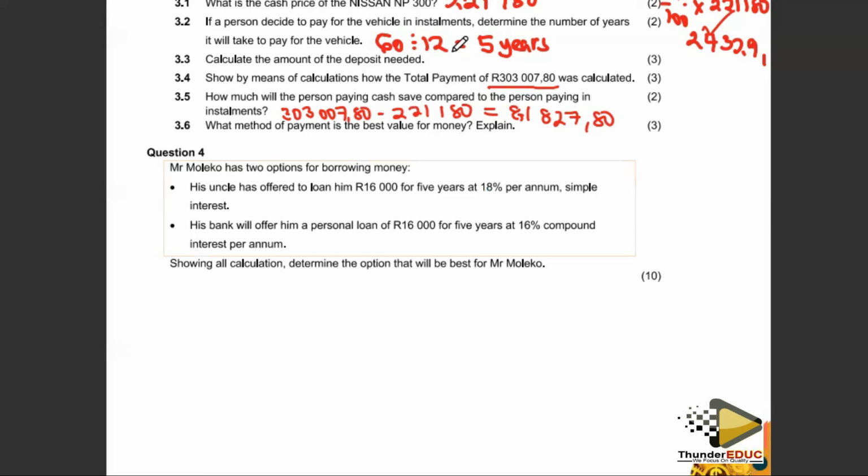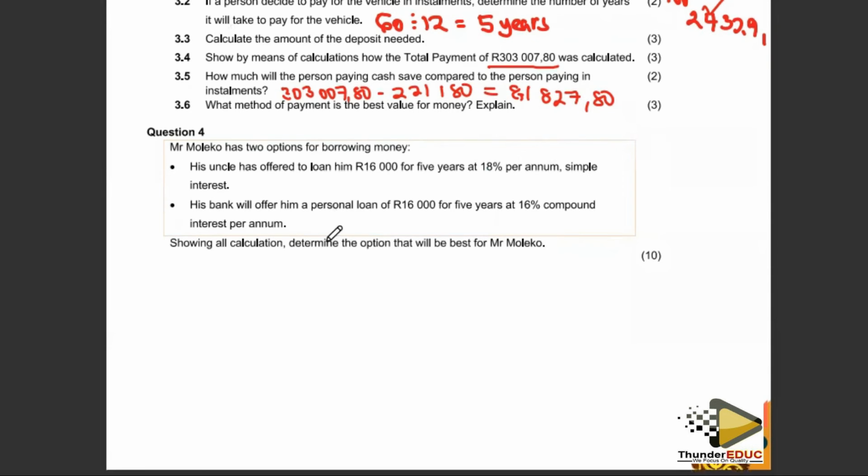What method of payment would be better? The cash payment would be better, since one doesn't have to pay interest of over 10.5%, and the amount is low, and you will not have a residue on a cash amount. All right, let's do our last question.